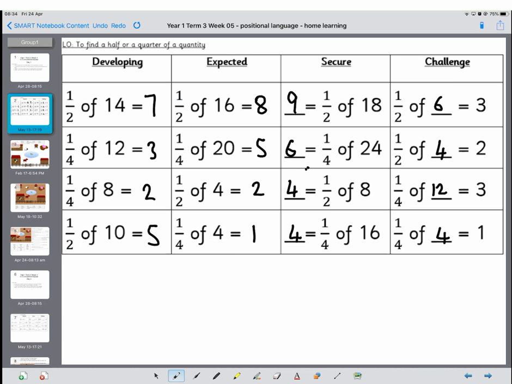Now, at this point, it would be good if you listen to the video, and the link is below on the maths page. And when you've listened to that, come back and we'll have a look at the map.